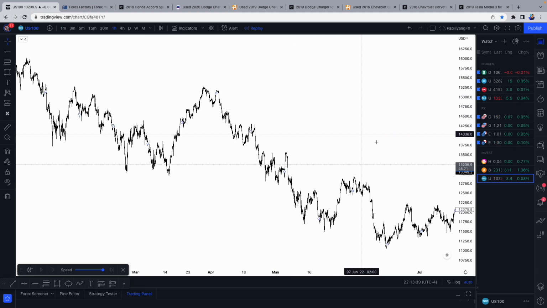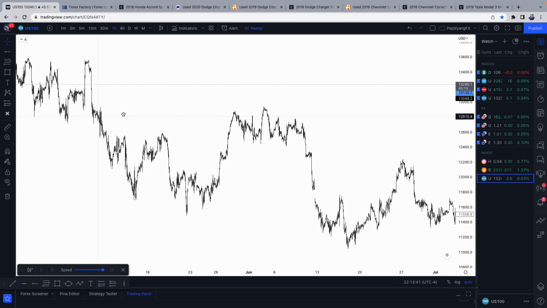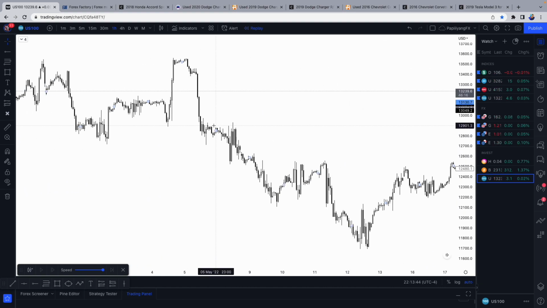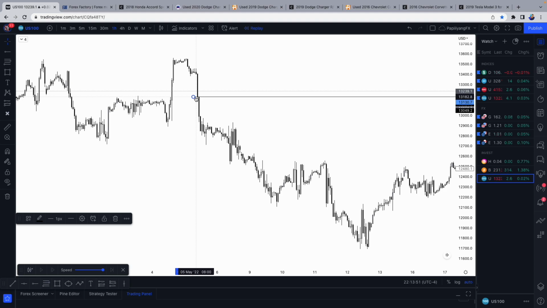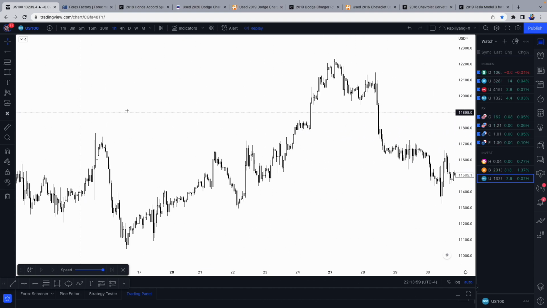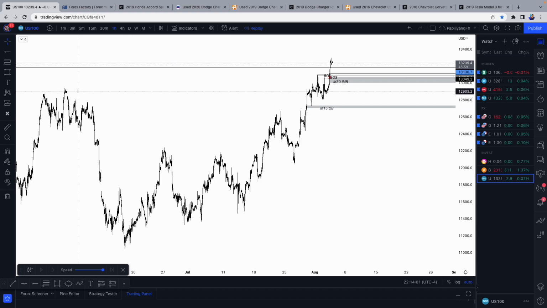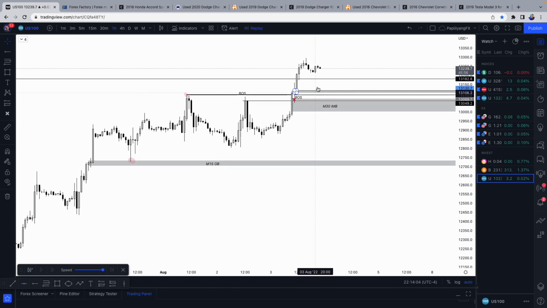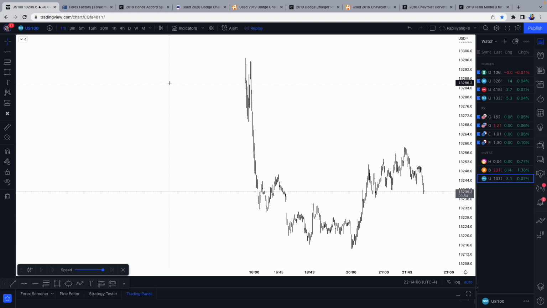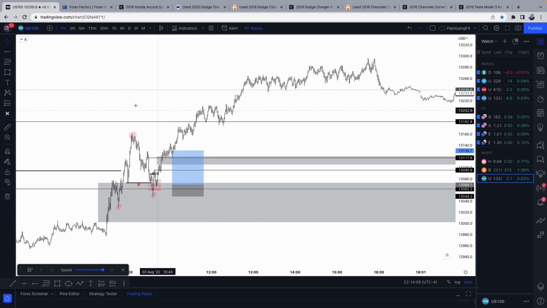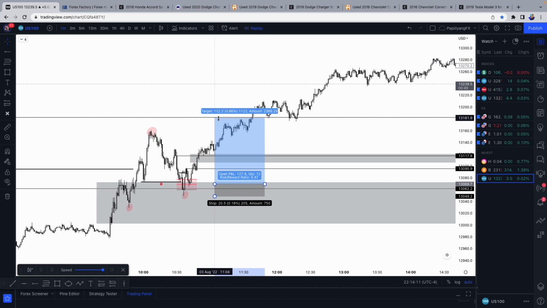And my initial target, right? My initial target for NAS was over here, right? Over here at this imbalance. This was the main objective that I wanted for NAS. Since we already went above this high, I was like, all right, cool. That's just the objective I got over there. And that would have been a 5-to-1 risk to reward ratio.